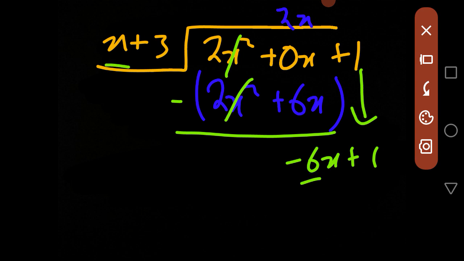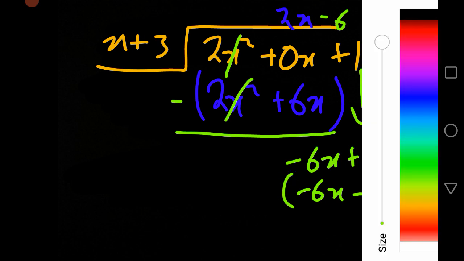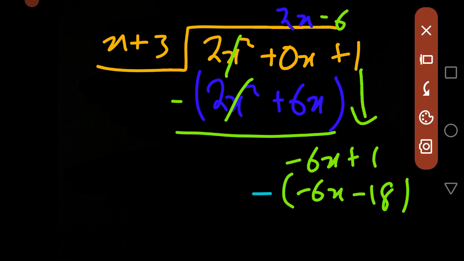X into negative 6x, I'm going to have a minus 6 here. Minus 6 times x is going to be minus 6x. Minus 6 times 3 is going to be minus 18. And then again, I am going to subtract these. These cancel out, and this one is going to give me a 19. So here I'm done, because there's nothing else that can drop from the top here. So I'm done here.